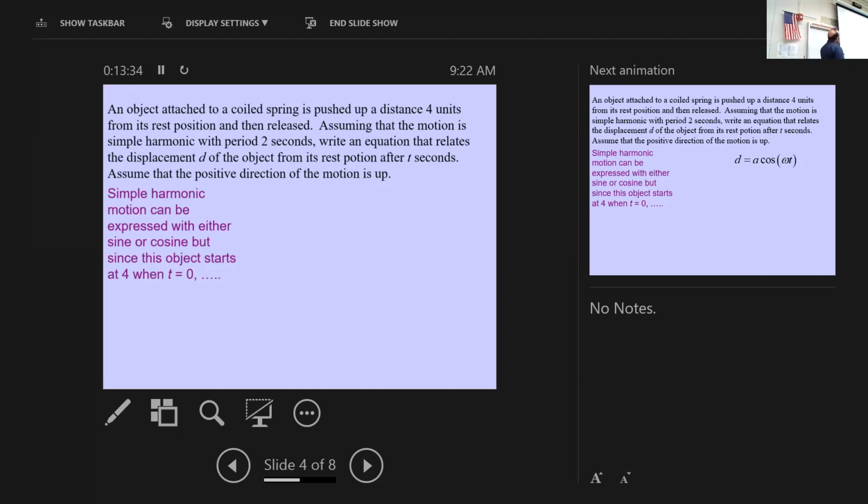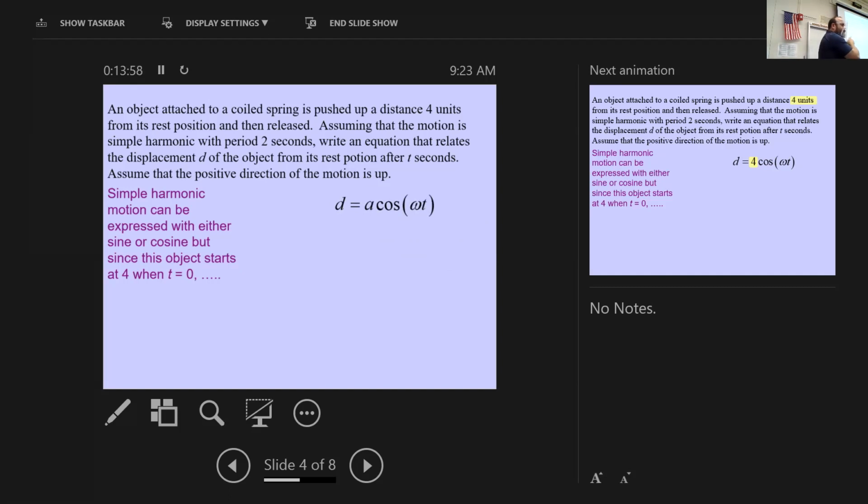It's either going to be a sine or cosine, but it says that we took the object and pushed it up a distance of 4 from that rest and then released it. Would that be a sine wave or a cosine wave if I brought it up to its maximum and let it go? That's going to be our cosine wave. That's our choice. Now, what other thing do we have?